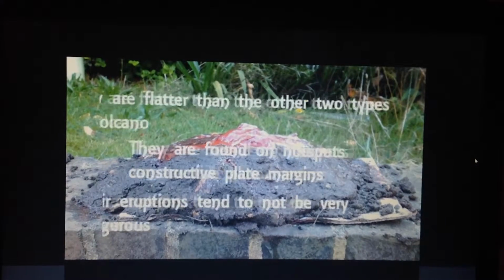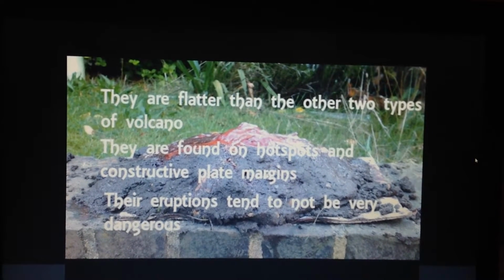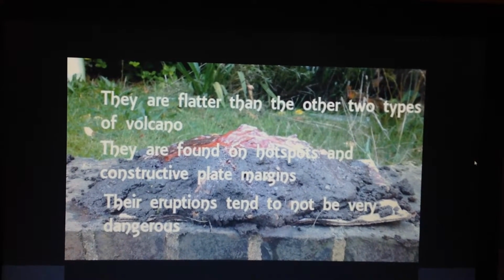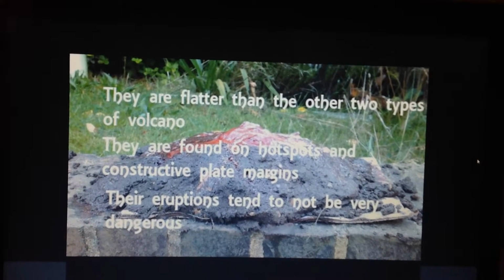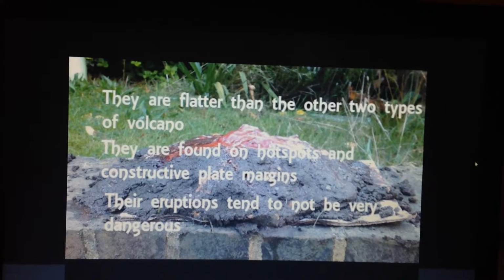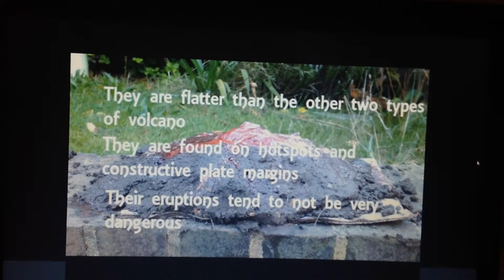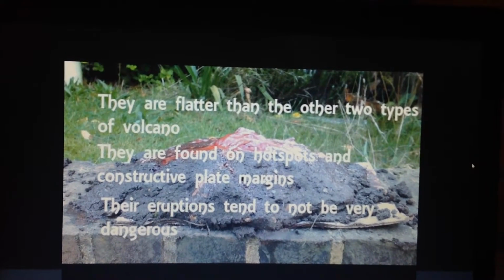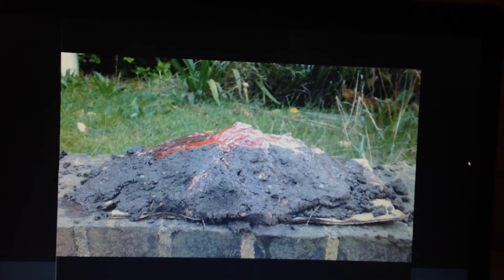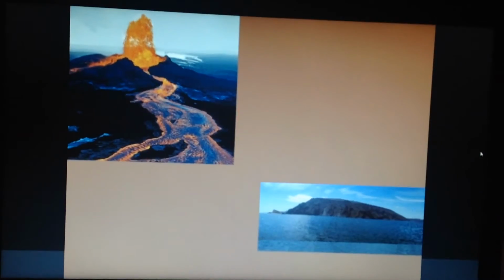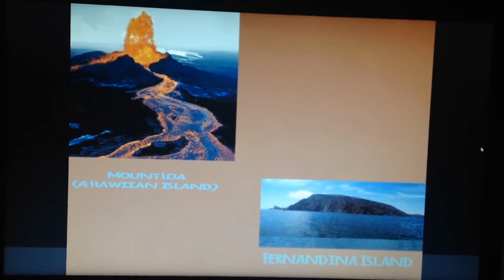Shield volcanoes are very flat. They tend to be found on hotspots and constructive plate boundaries. They are very flat as the magma is so hot it takes a long time before it solidifies, meaning it can travel long distances. Eruptions from shield volcanoes don't tend to be very dangerous, as they are not very explosive, as very little gas can be trapped in the lava. Examples include all the Hawaiian Islands and Fernandina Island in Ecuador.